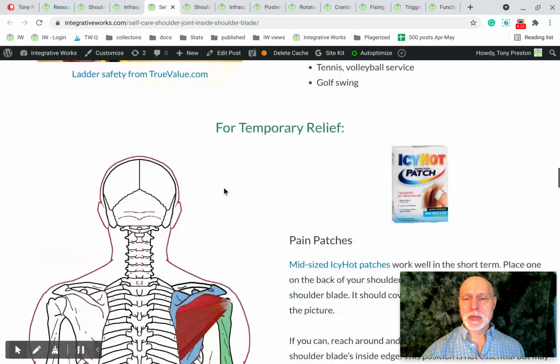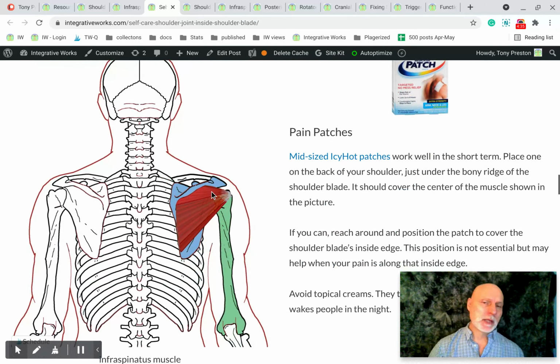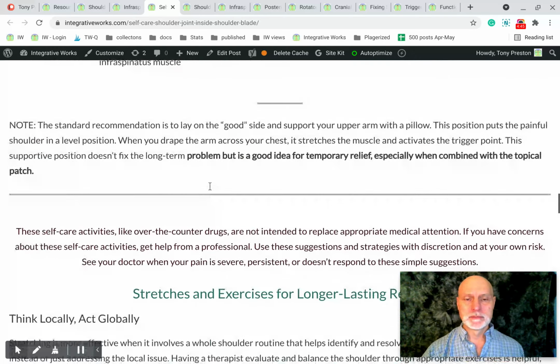Then it talks about temporary relief. If you want to use a pain patch, here's where you should apply it. Here's maybe a little something you can do to offer you some relief if you're sitting at your desk or you're traveling, not in a place where you can really rehabilitate the muscle.